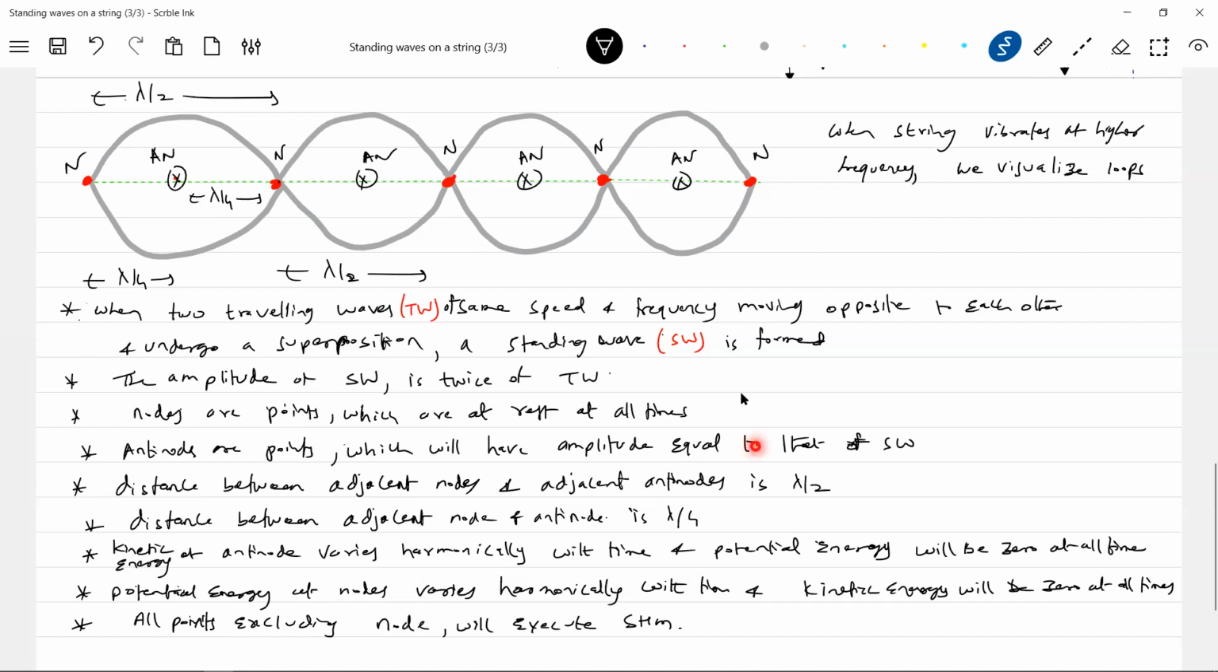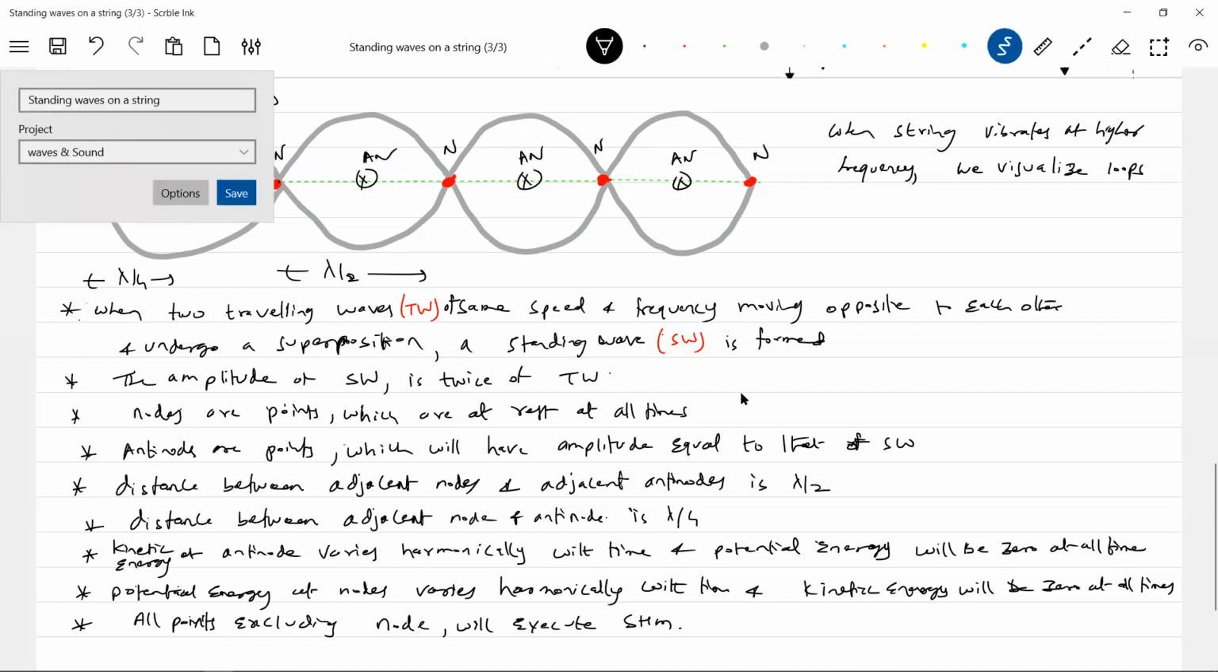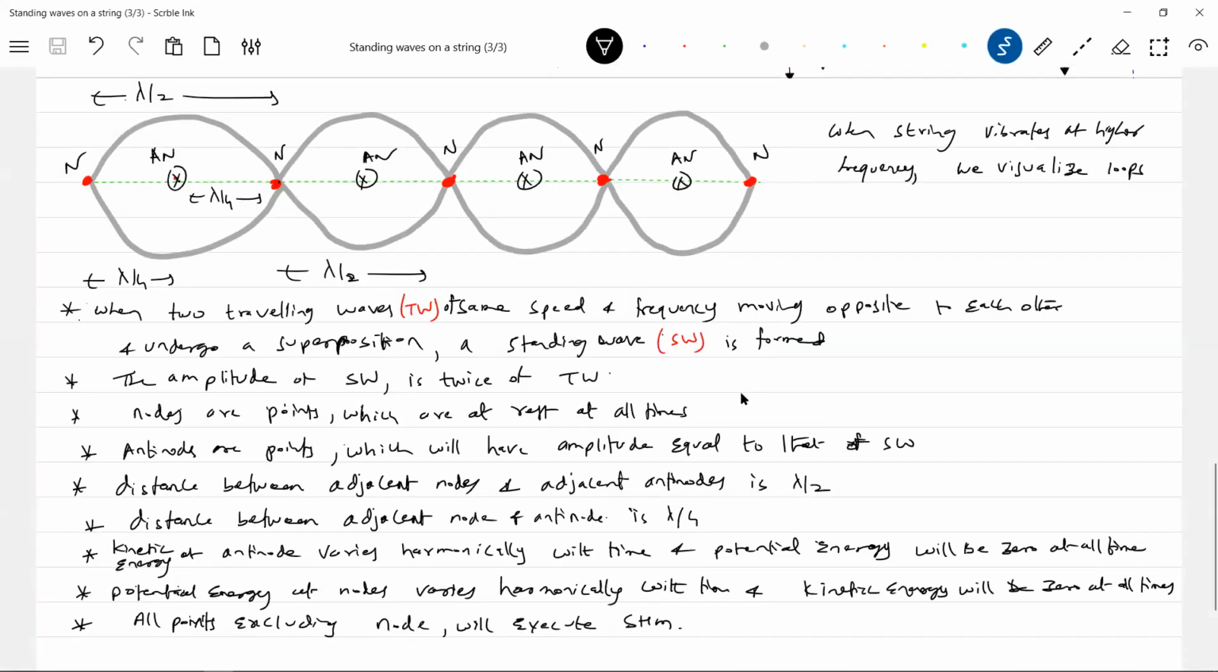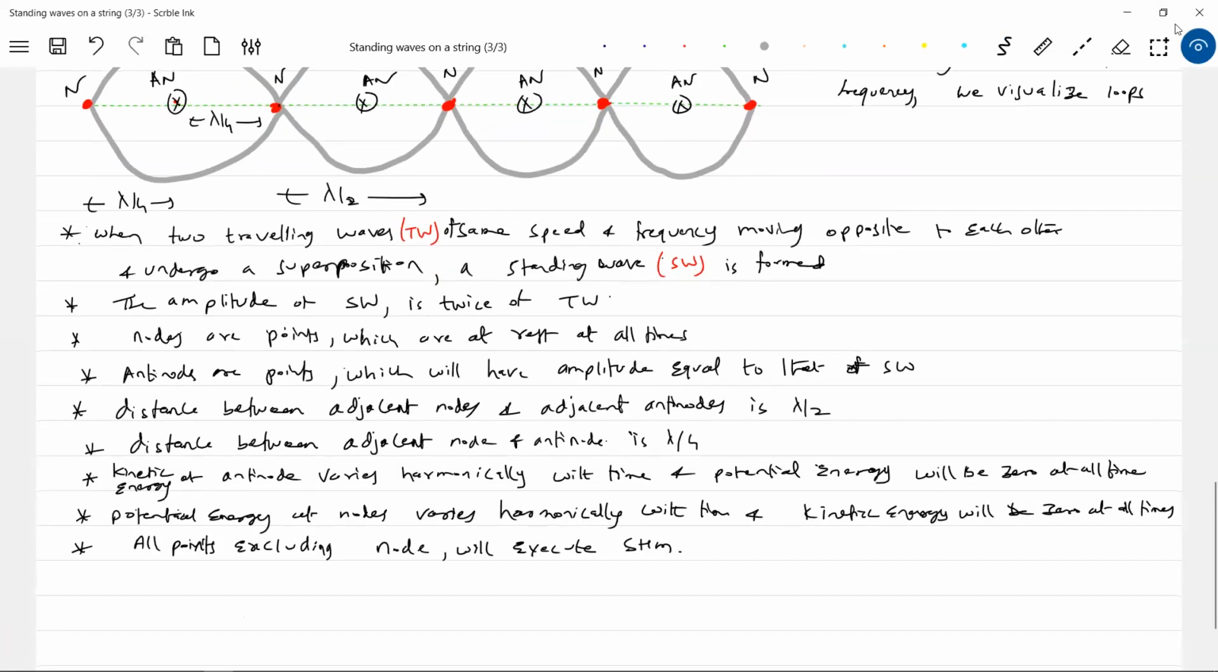If you look at the books, you would find plenty of theoretical questions, all based on this data. How to remember these points? Don't memorize. Remember the sequence of the diagram. Through the diagram, I'm able to write all these things. So from an exam point of view, the diagram helps you a lot, not these points. These points are asked in exam, but you can remember them through the diagram. All points excluding node will execute SHM.